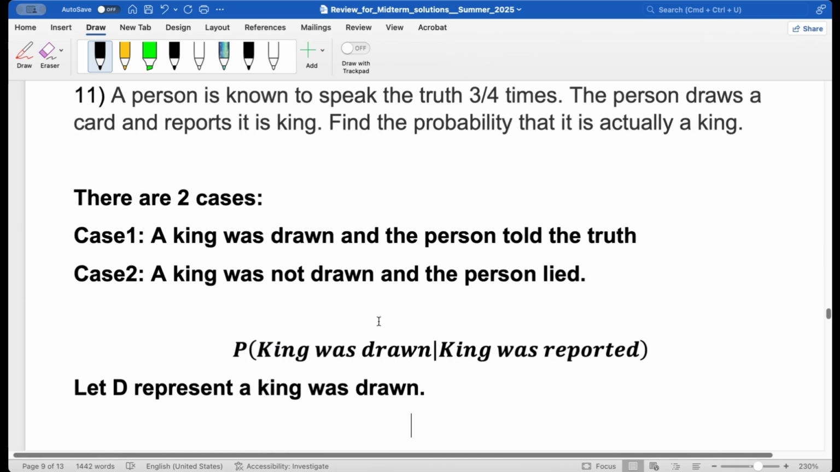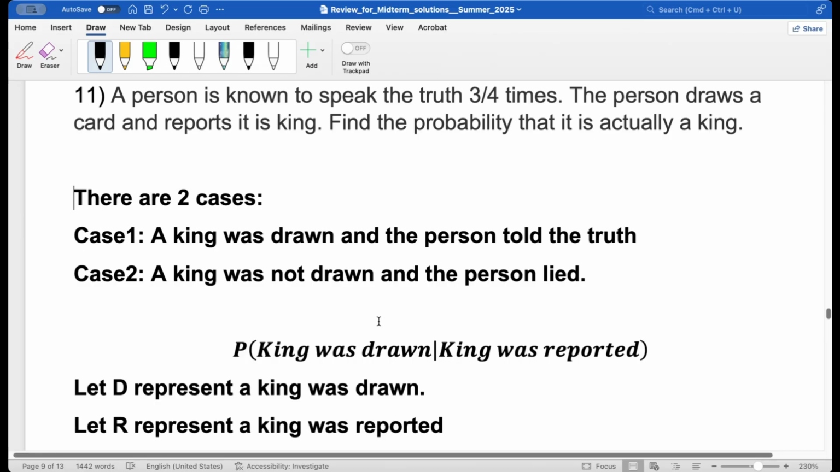All right, 11 is Bayes' theorem. So a person is known to speak the truth 3/4 of the time. The person draws a card and reports it's a king. Find the probability it is actually a king. So what are the two cases here? A king was drawn and the person told the truth, or the king was not drawn, which indicates a lie.